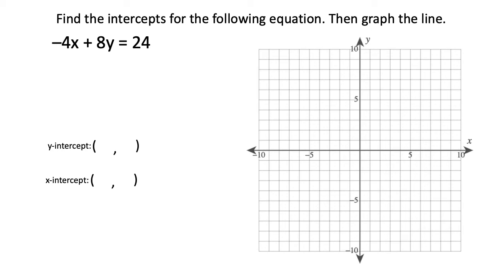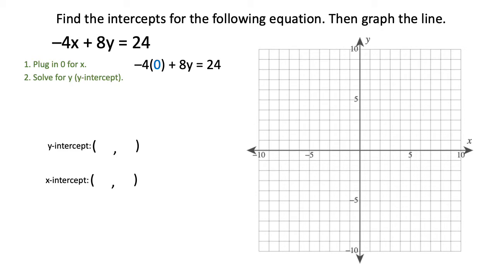Hey guys, in this example we're going to look at using intercepts to graph an equation. The equation is negative 4x plus 8y equals 24. The first thing we're going to do is look for the y-intercept. We're going to plug in 0 for x, which gives us negative 4 times 0 plus 8y equals 24. And then we're going to solve for y, which will give us the y-intercept.